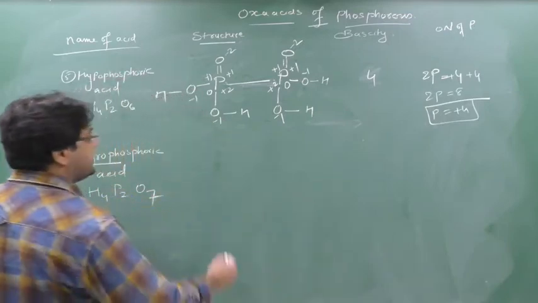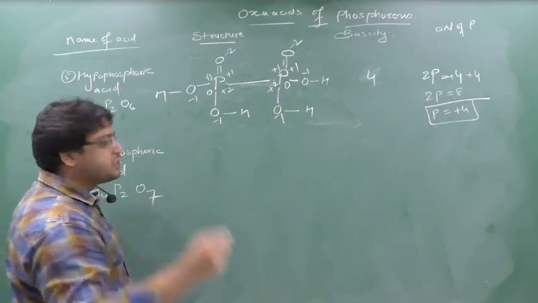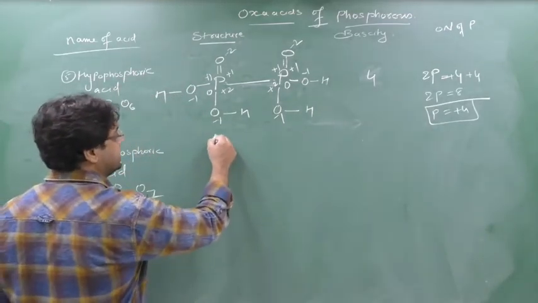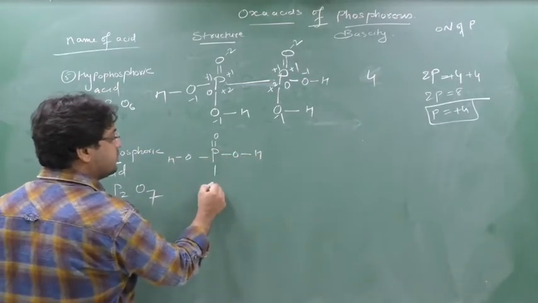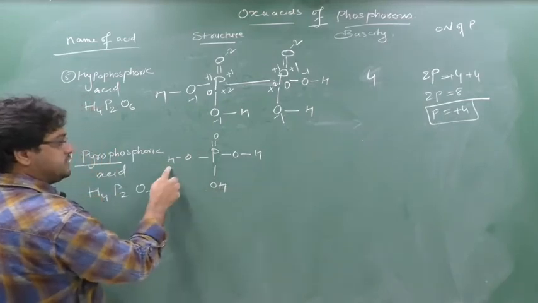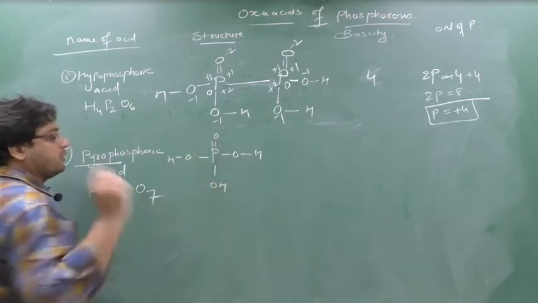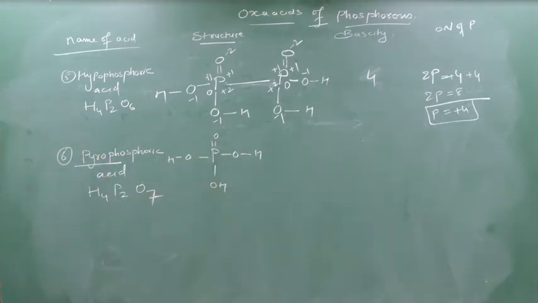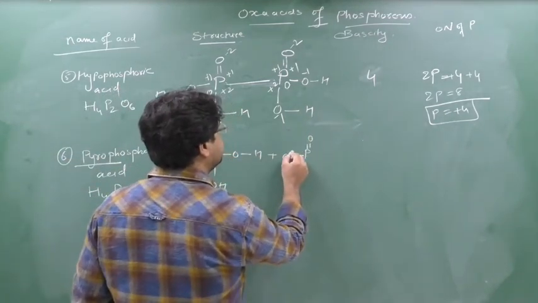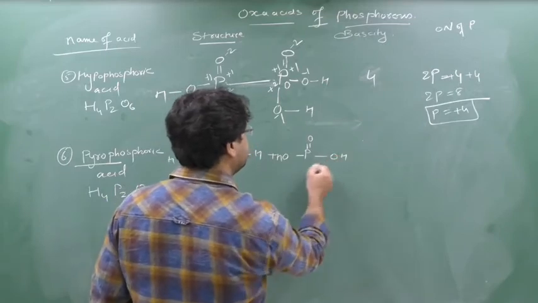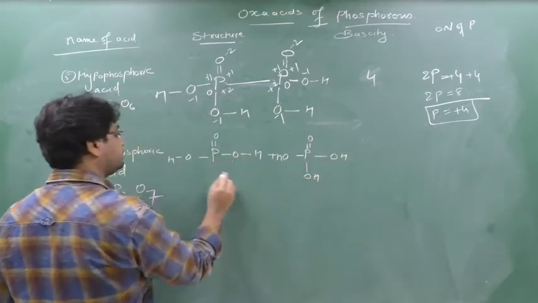See, phosphoric acid is H3PO4. So this is the structure of phosphoric acid: P double bond O, here OH, here OH, here OH. So 1, 2, 3, H3, PO4, 1, 2, 3, 4. One more molecule I will take: P double bond O, OH, here OH and here OH.